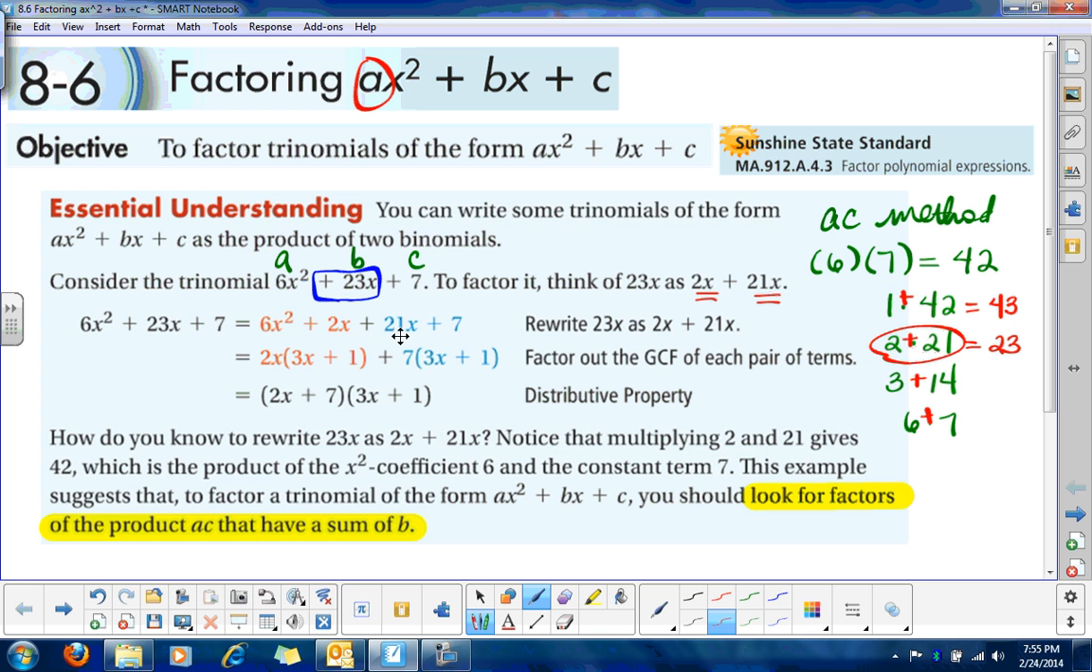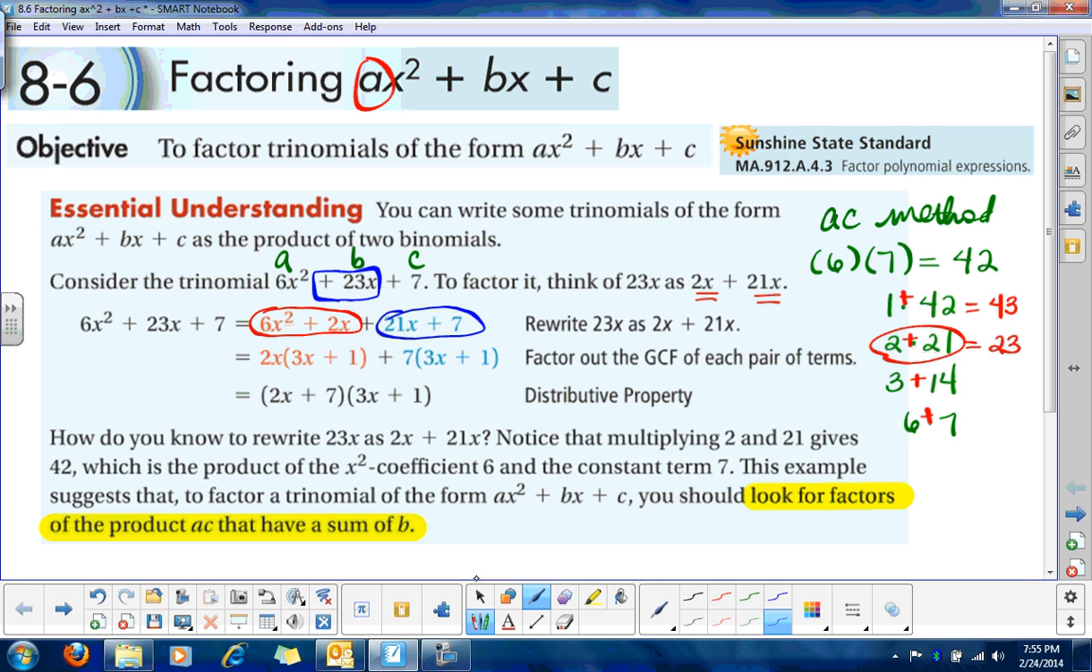And when you put that in there, okay, now you can see that you've got one pair of terms here and one pair of terms there. Okay? And then you'll factor out the GCF out of each pair of terms. Okay, so the GCF here is 2x. The GCF for the second one is 7.